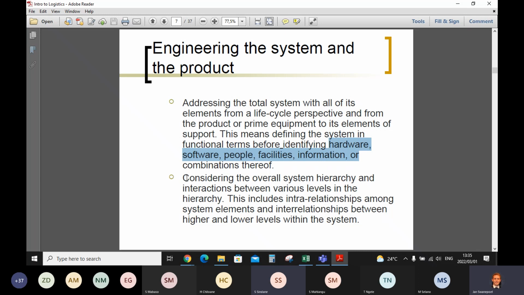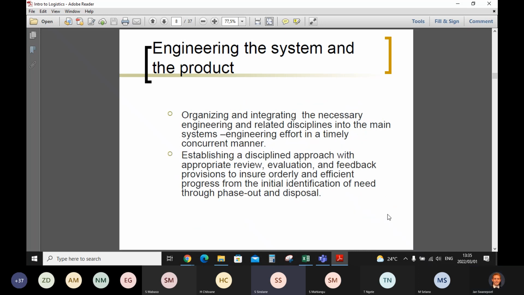All right, considering the overall system hierarchy and the interactions between the various levels in the hierarchy, this includes interrelationships among system elements and interrelationships between higher and lower levels. We spoke about those in chapter 1. Then, organizing and integrating the necessary engineering and related disciplines into the main systems engineering effort in a timely and concurrent manner. This is a very important word, concurrent.